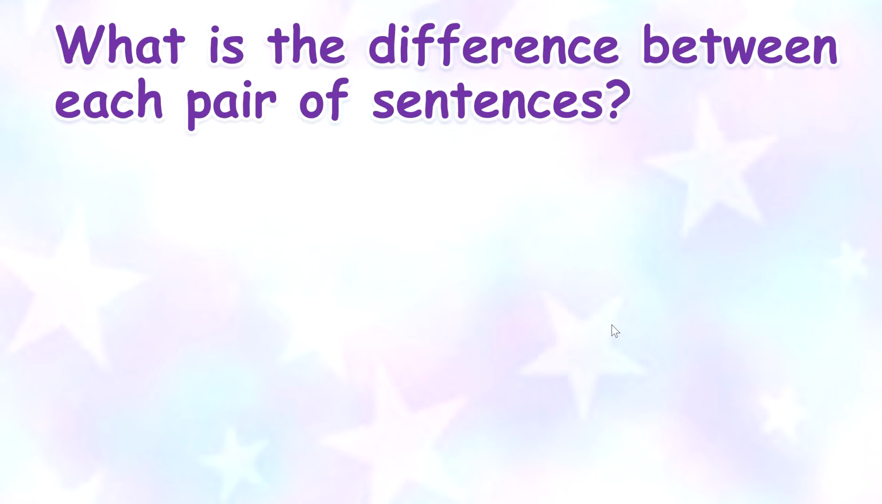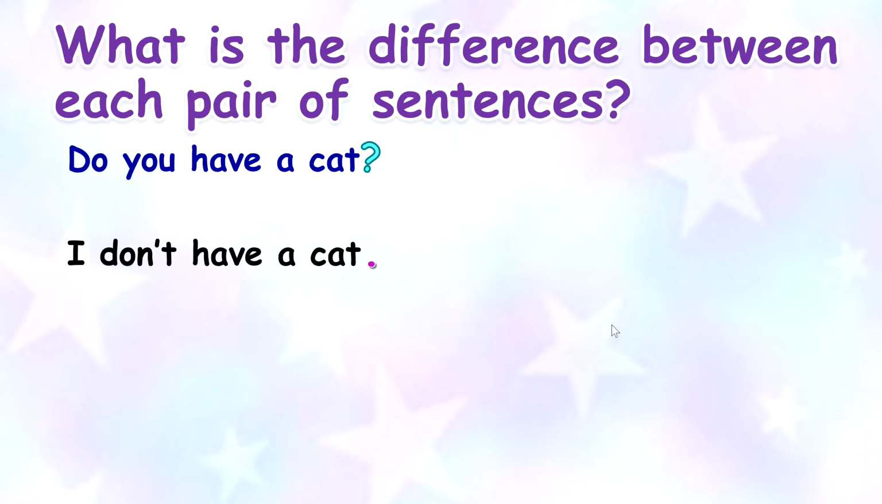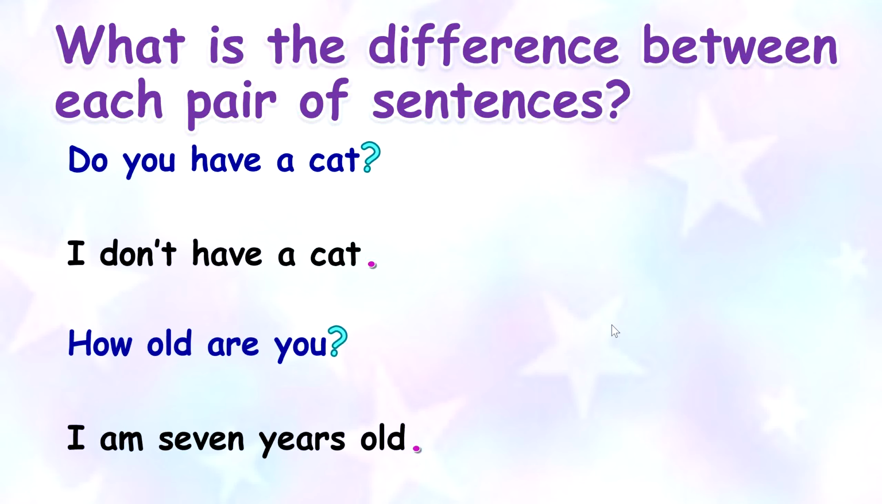Now, I want you to tell me the difference between each pair of sentences. Do you have a cat? I don't have a cat. How old are you? I am 7 years old. Now, this pair of sentences.